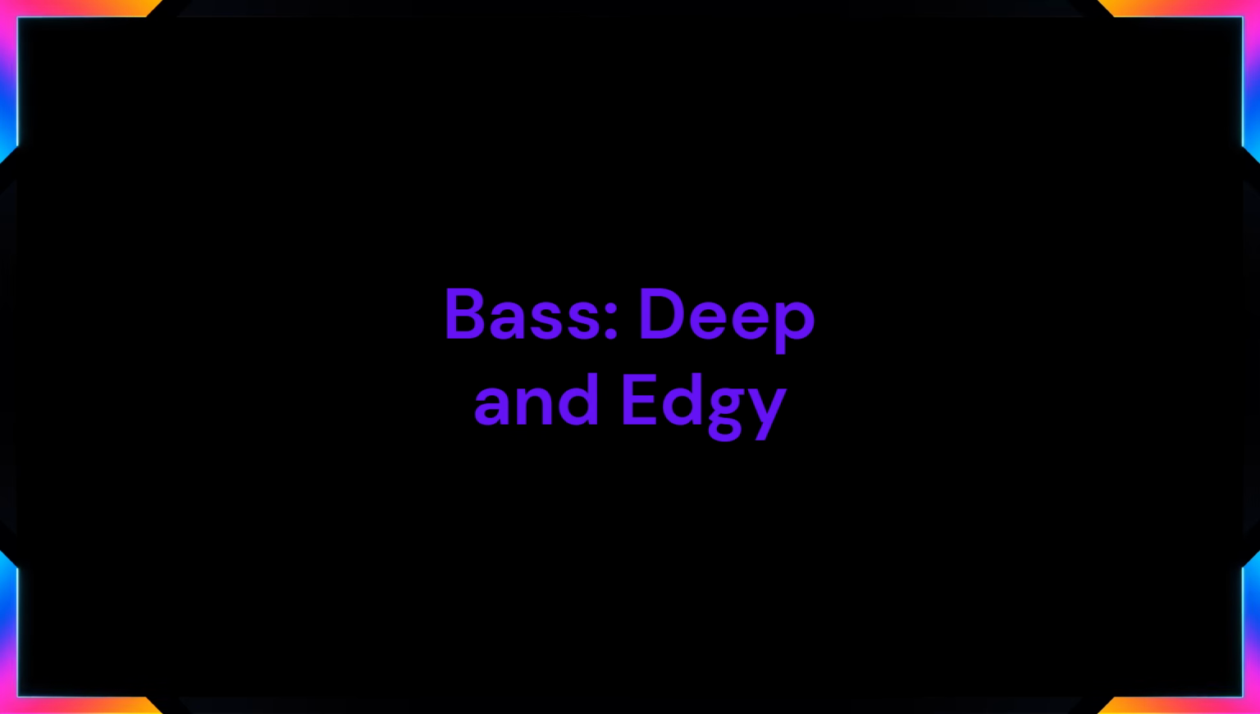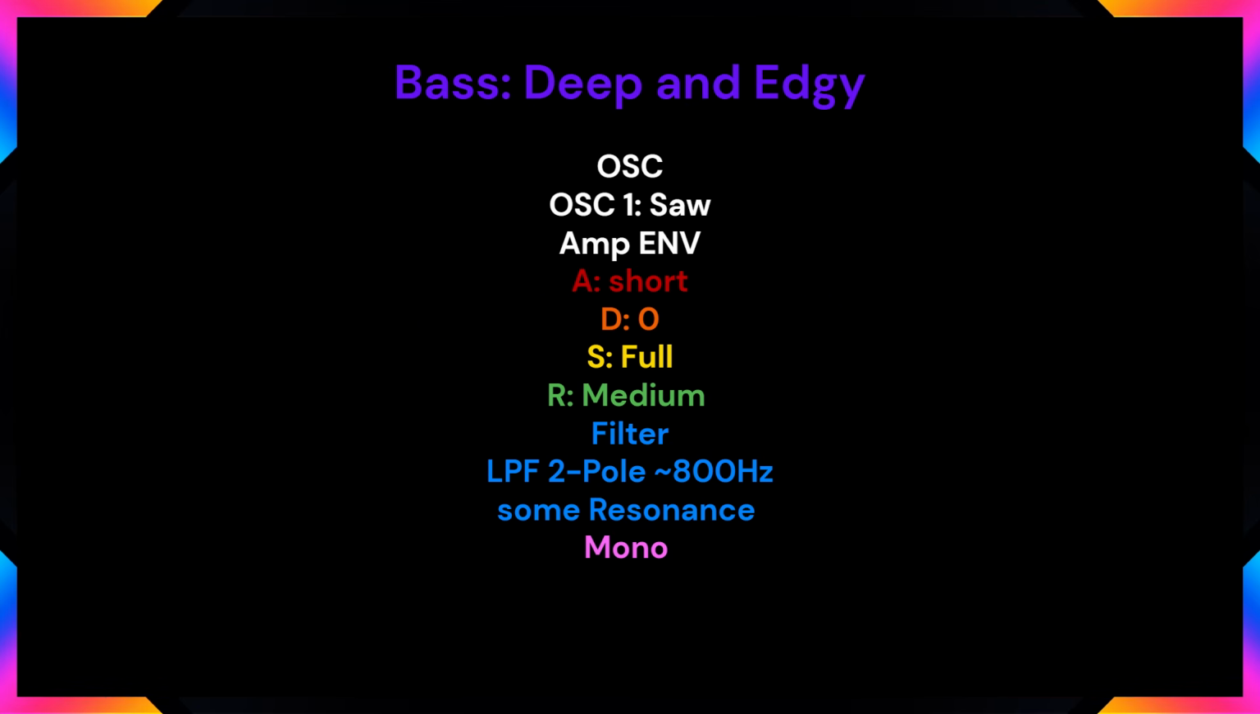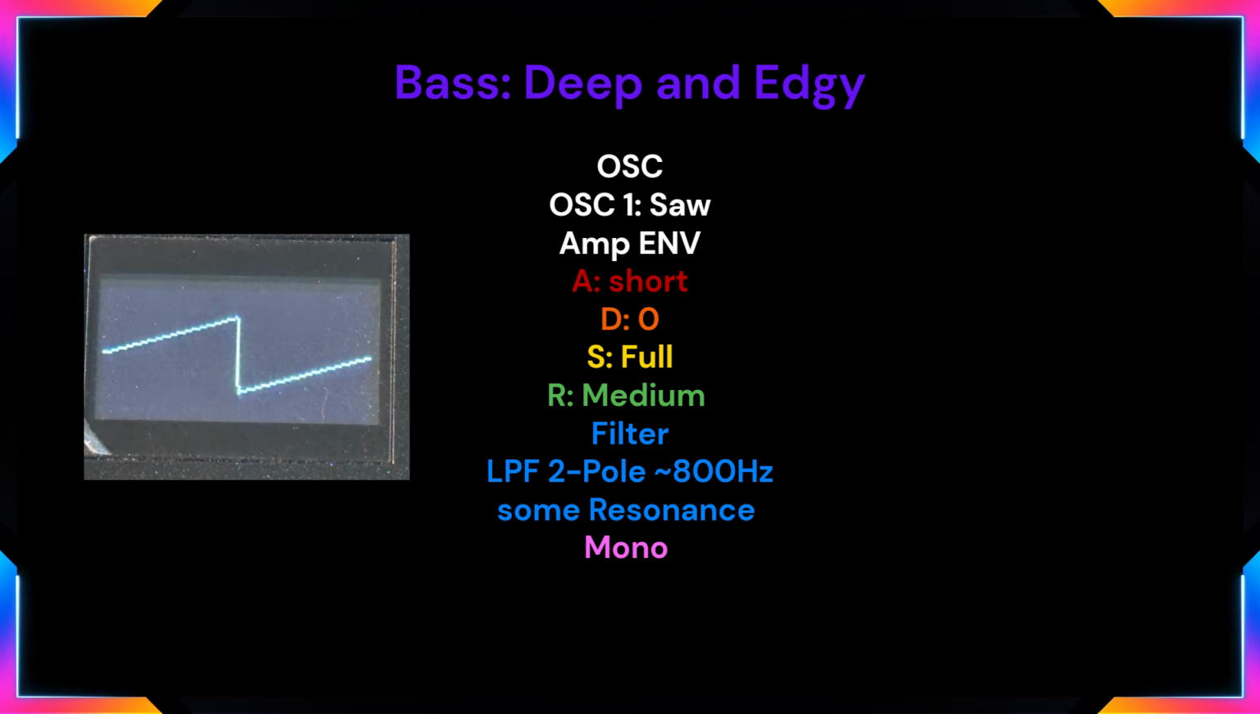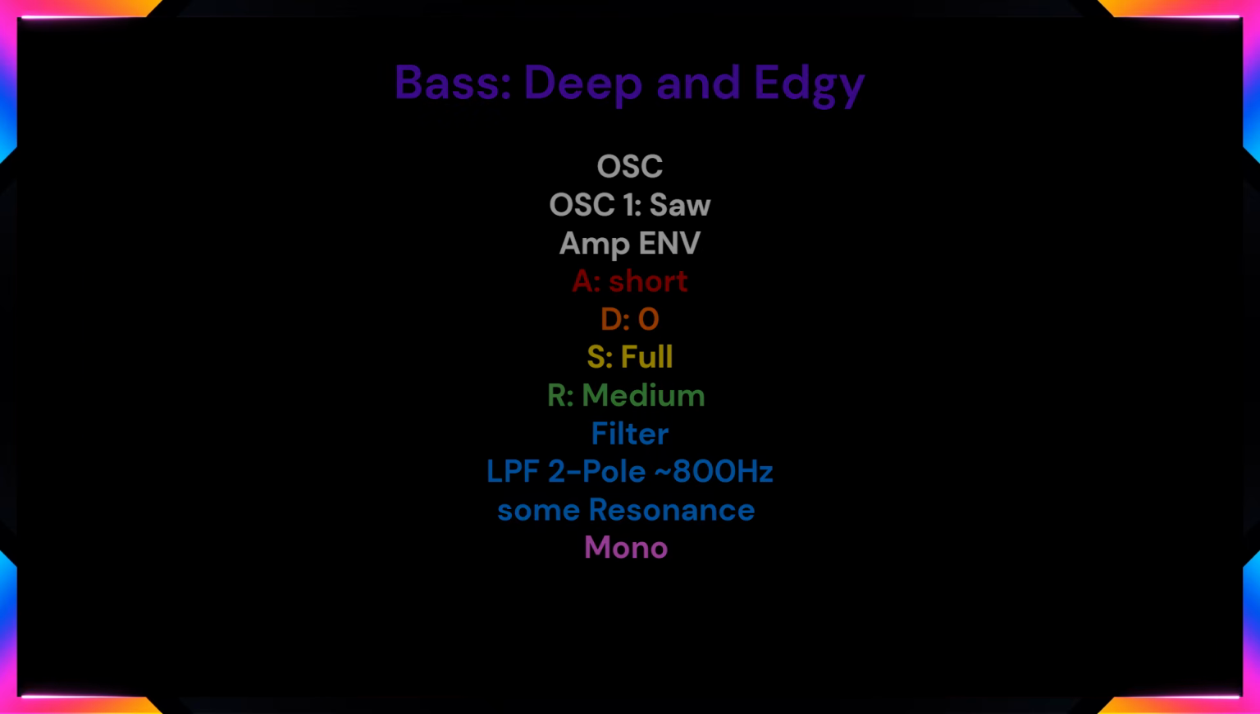The basses I chose are deep and edgy and smooth and light. For a deep and edgy oscillator, I use a sawtooth wave. The amp envelope has an attack that is short, decay that is 0, sustain that is full, and release that is a medium length. The filter is a 2-pole low-pass filter around 800 Hz with some resonance. And it is monophonic, as most bass instruments and bass patches are.